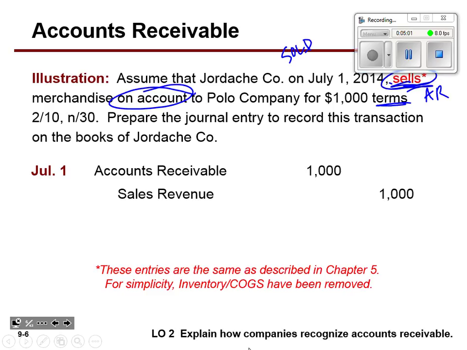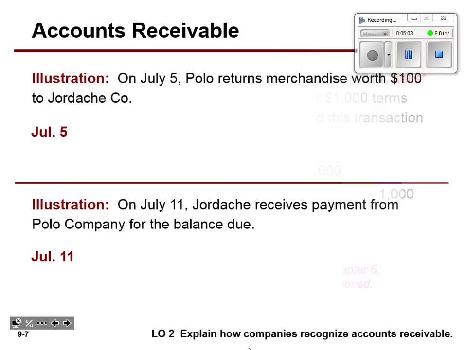That's it. So if I had to make a T account for AR Polo, it's an asset, so it went up. What's happening just a few days later? On July 5th, what did Polo do?